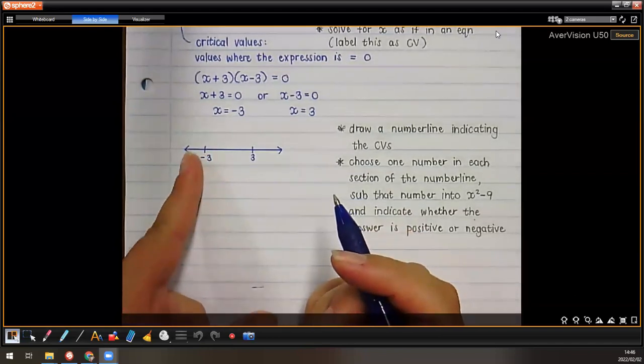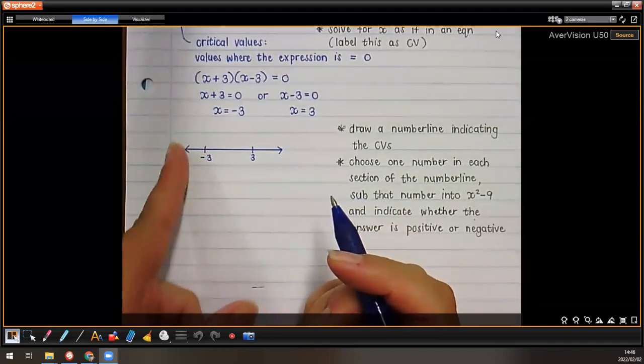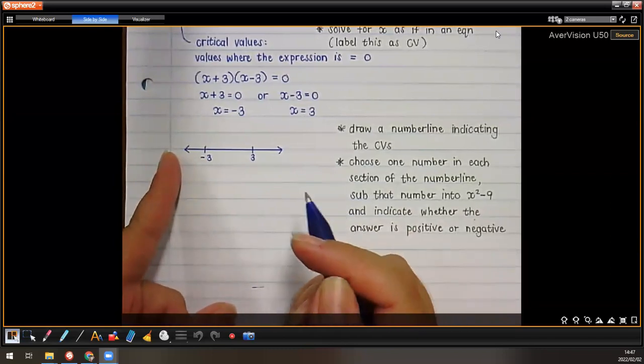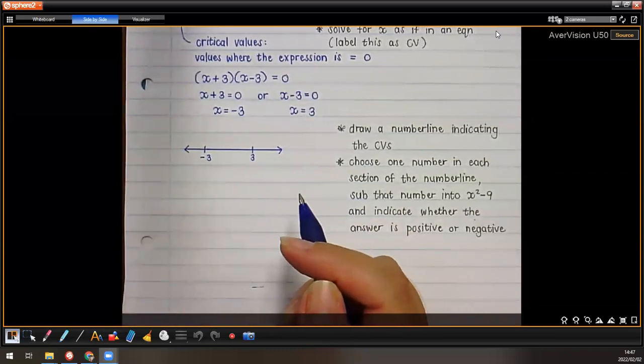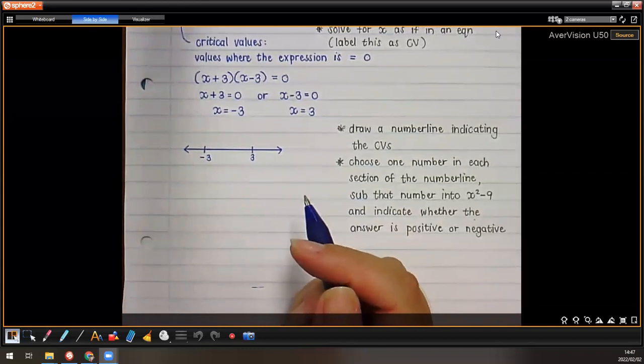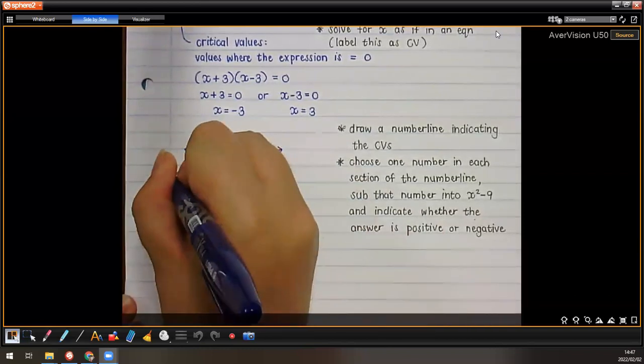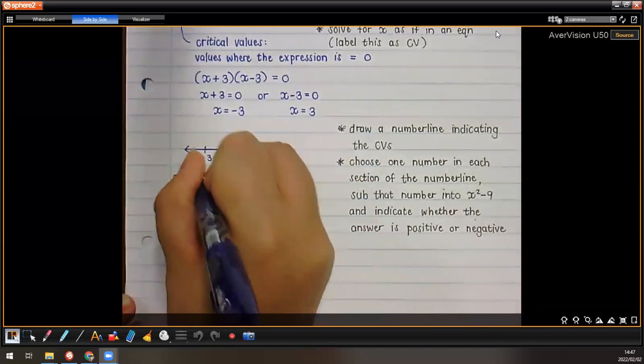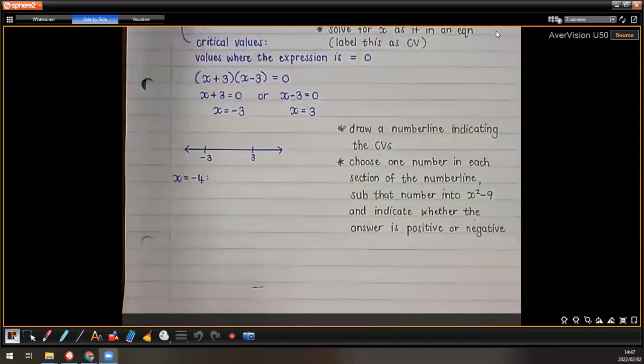Let's choose any number in this section, any number that's smaller than -3. Can we go with -4? We agree that -4 is smaller than -3, right? You got -3, -4, -5, -6. Okay, so let's say we are making x equal to -4. Guys, you can choose any number. You can choose -5 if you want. You can choose -10, -100. Any number that's smaller than -3. Okay, it's completely up to you.